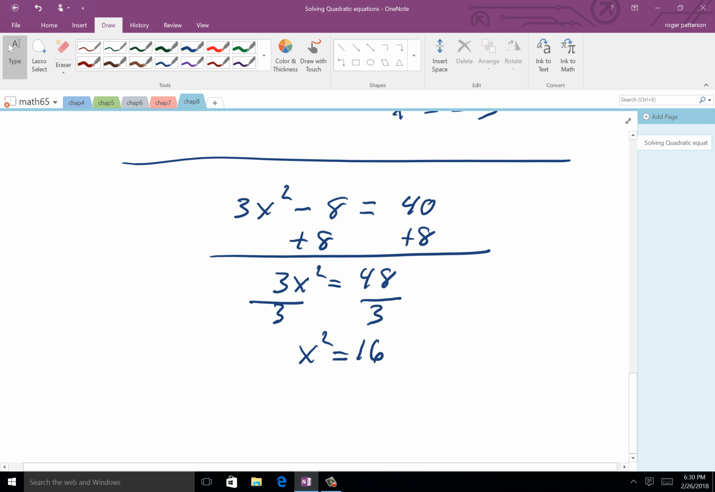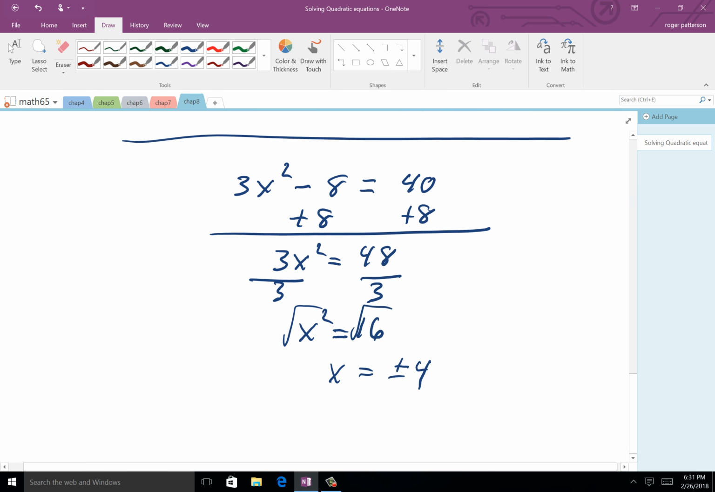So then we're going to square root. And what do we get? X equals plus or minus 4. Yep. This is all using this square root property thing. Okay.